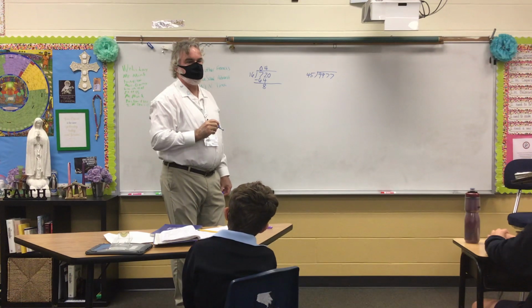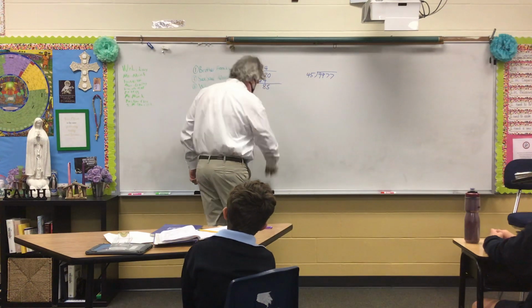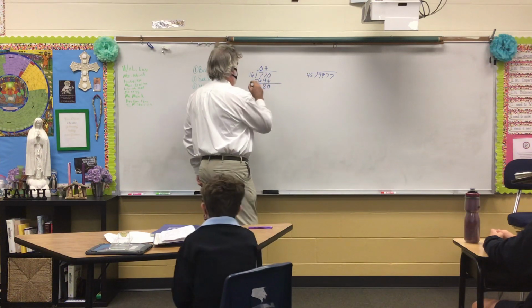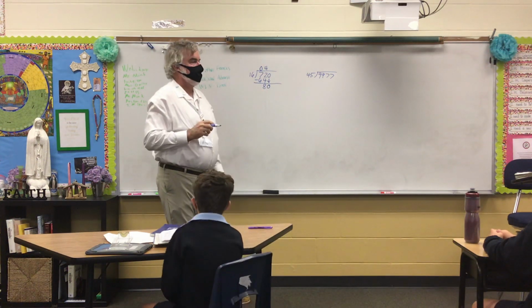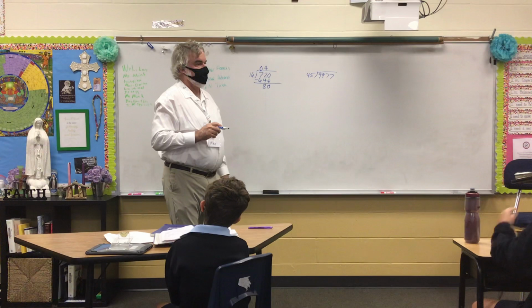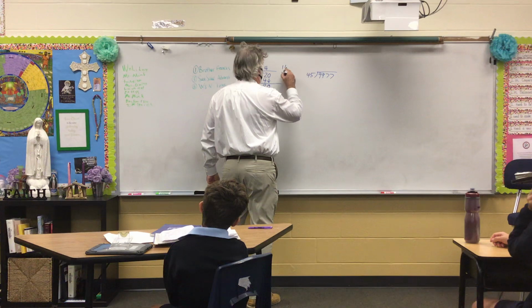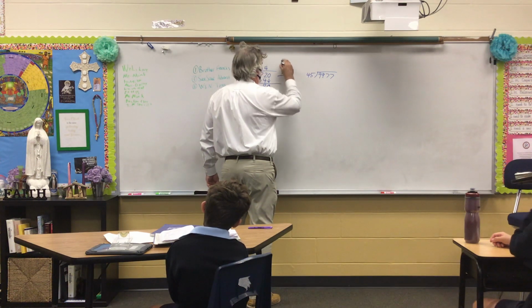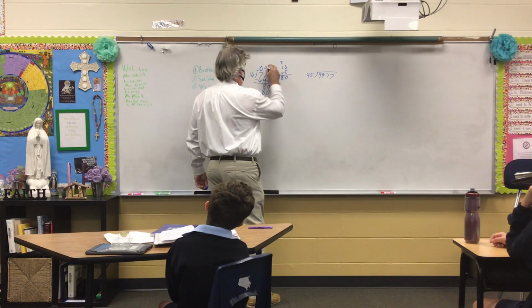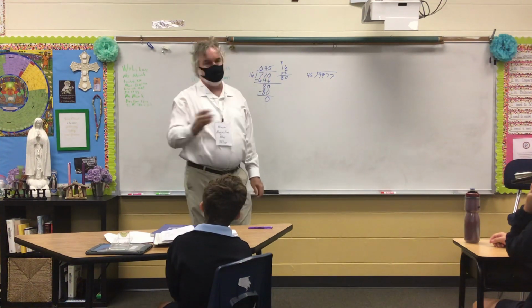What do I do next? Giada? Bring down the 0. Oops. Now what? Helen. How many times is 16 going into 80? And it is 5 times. 5, 6, 7, 8. Yep. Put 5 up there. Subtract. Do I have a remainder? No remainder. Okay?